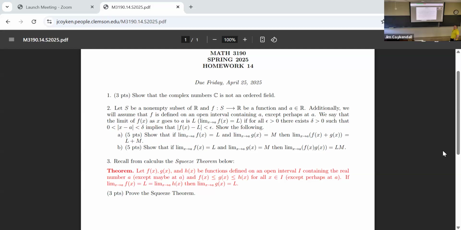Number two. You find this, at least in the appendix of a good calculus book. Let S be a non-empty subset of R, f from S to R a function, and a an element in R. Additionally, we will assume that f is defined on an open interval containing a, except perhaps at a. We say that the limit of f(x) as x goes to a is L, and we write it in the form that I'm familiar with, if for every epsilon bigger than 0, there's a delta bigger than 0, such that 0 < |x - a| < delta implies |f(x) - L| < epsilon.